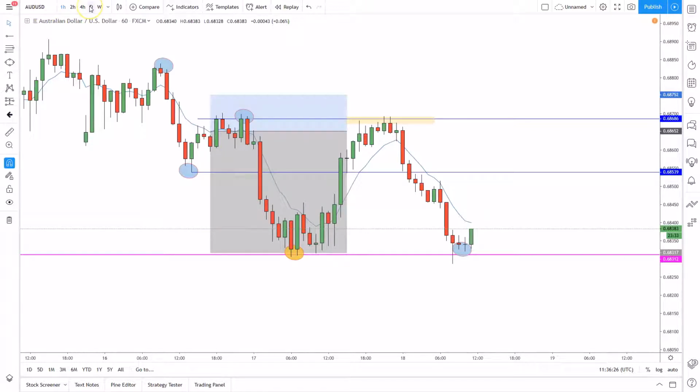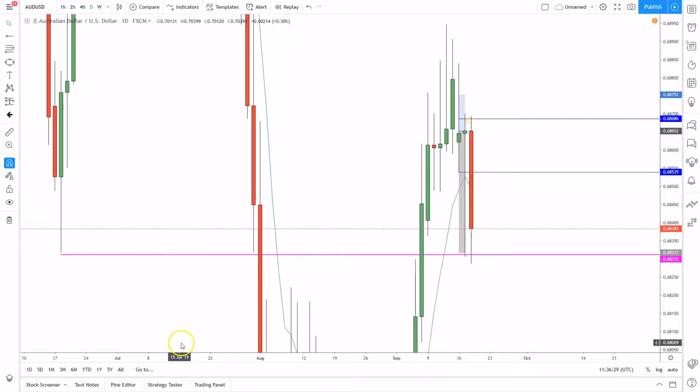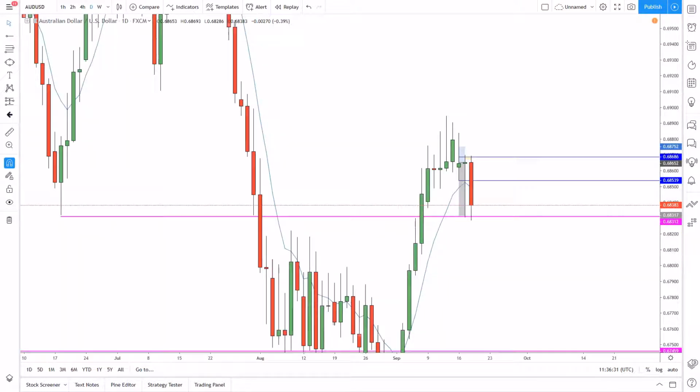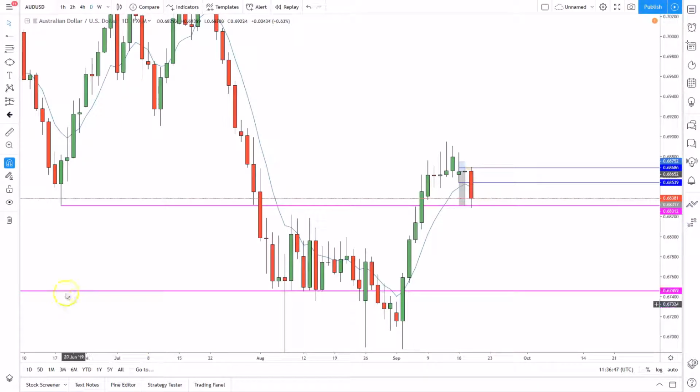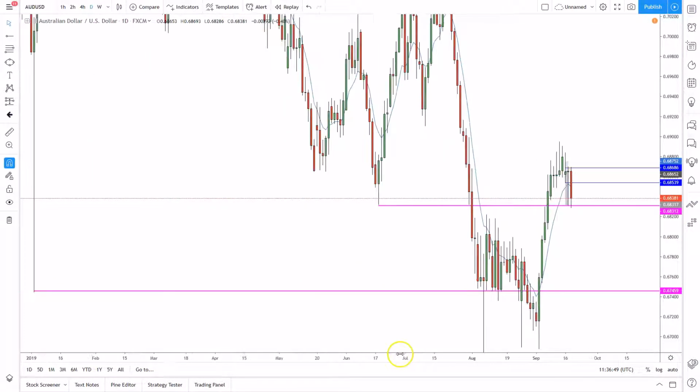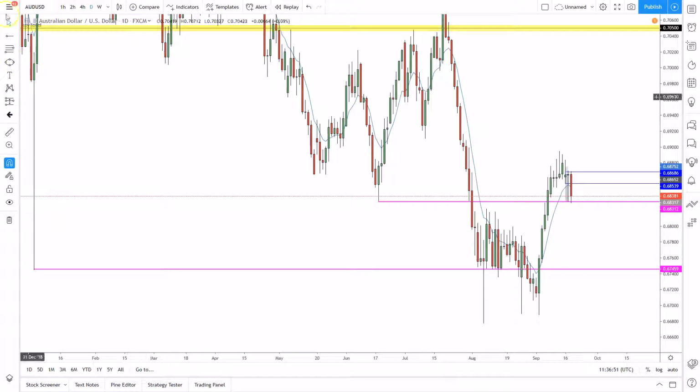If I just go to the daily, I'll show you why I put my target there. It was a previous daily low, so I extended it to the right. I use that as my daily area of target. But I also have another one below here. It's extracted from this information here. This was the beginning of the year.